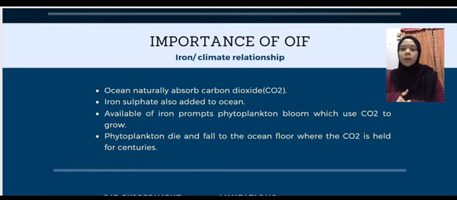Next, the importance of OIF, the iron and climate relationship. First, the ocean naturally absorbs carbon dioxide or CO2, then iron sulfate will also be added to the ocean. Next, the availability of iron prompts phytoplankton blooms, which use carbon dioxide to grow. Lastly, phytoplankton die and fall to the ocean floor, where the carbon dioxide, CO2, is held for centuries.